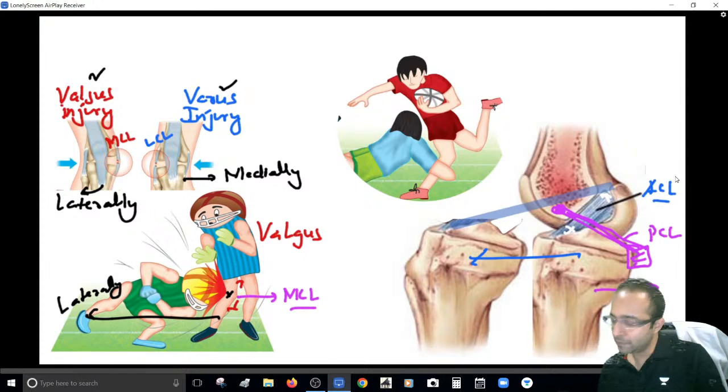Now if you see the scenario here, you have understood that if tibia goes forwards, it will tear the ACL, and if tibia goes backwards, it will tear the PCL because of the anatomy of these groups of ligaments. So if you have understood this much, now let me just show you this very nice picture.